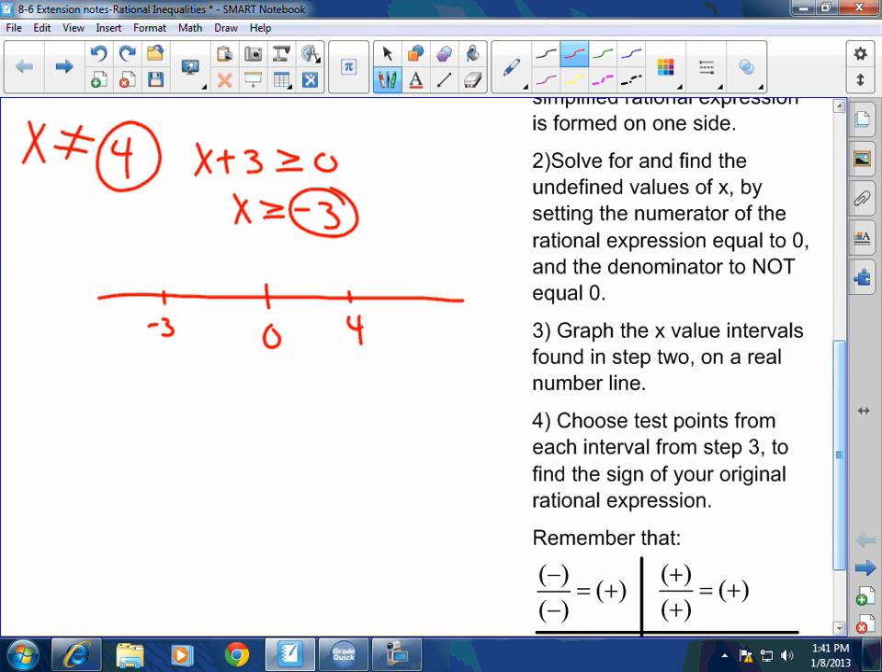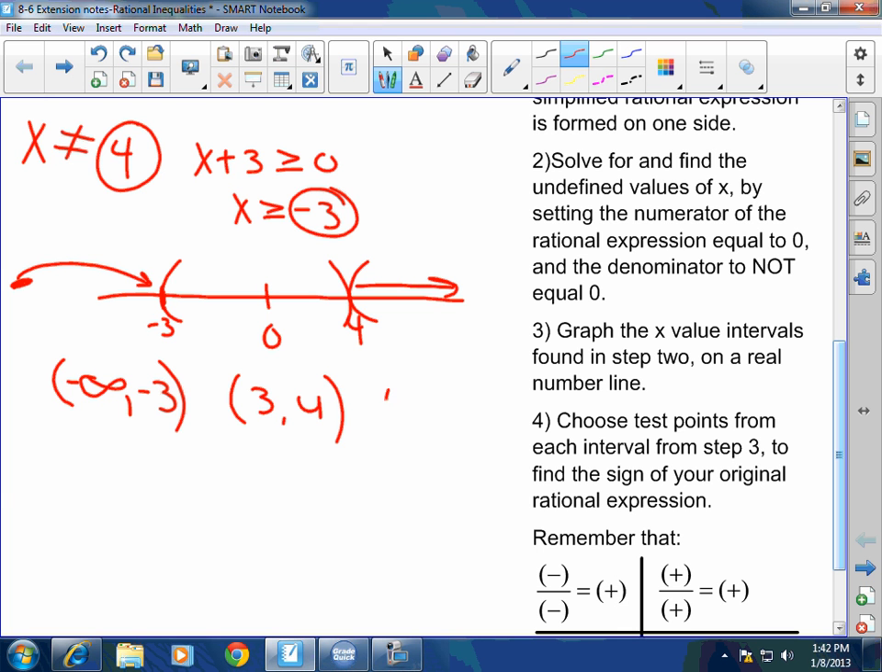So, to get to negative 3, guys, didn't I have to go from infinity all the way to get to negative 3? Isn't the interval from here all the way to here, isn't that interval negative infinity to negative 3? You with me? Then, from negative 3, don't I have an interval from negative 3 to 4? And then, from 4, don't I have an interval from 4 to infinity?